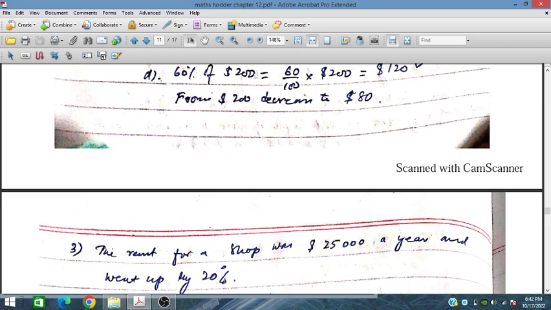60% of $200 is equal to 60 divided by 100 times $200, which is equal to $120. So it is decreased from $200 to $80, because $200 minus $120 is equal to $80.